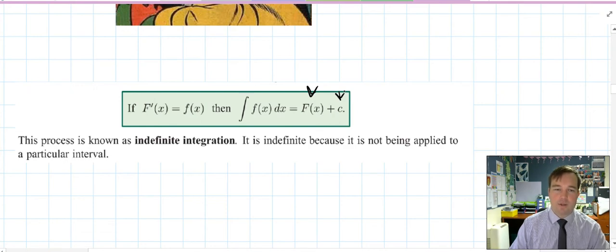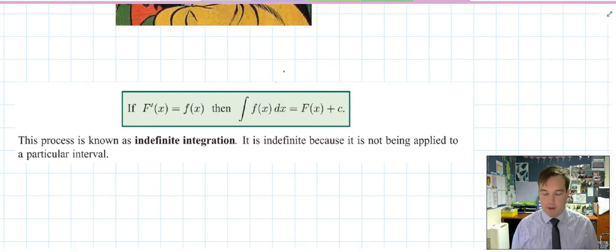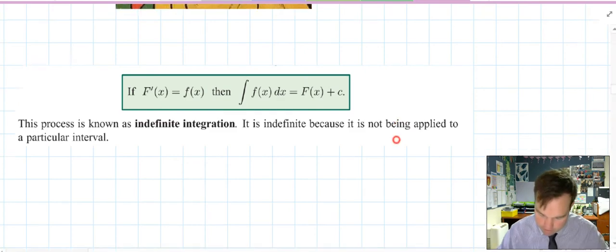Right? And it's called indefinite integration because it's not applied to any particular interval or any particular point. So it's a bit like we could derive a function at a point and find its slope. Here we can often integrate a function over a period, but right now we're just looking at indefinite integration. So just finding the antiderivative.